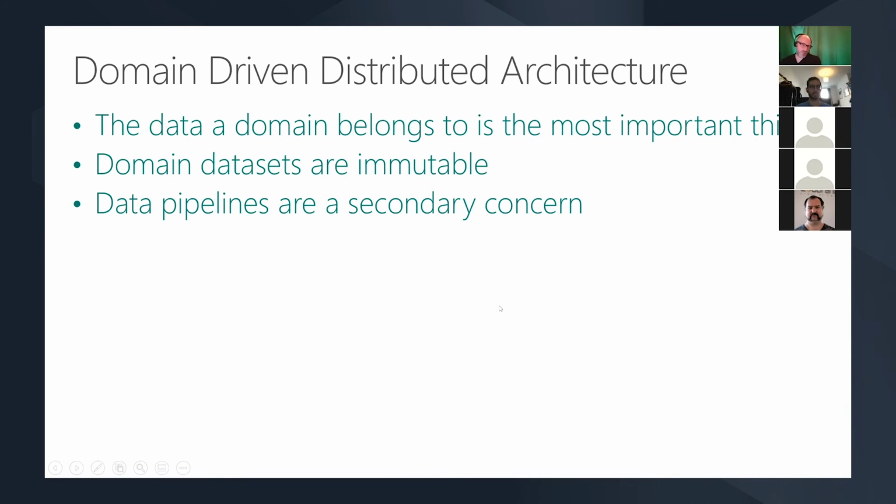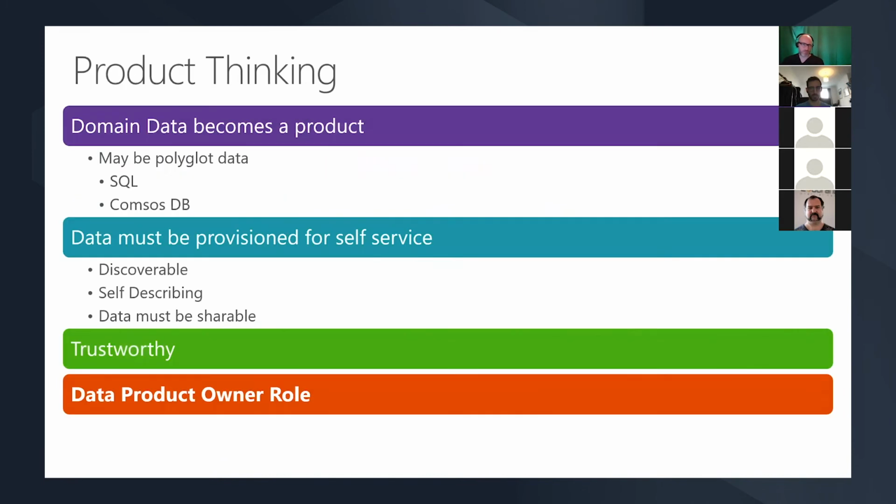Okay, so I just talked about all that already. You always think about your data as a product, and like I said before, it might be you put it in SQL, or something like Cosmos DB. Your data must be self-describing, so it must be able to be used for self-service. So discoverable, self-describing, and shareable. It has to be trustworthy data, and a kind of key concept is that you have a data product owner role. So you don't have just someone with the role of I am going to look after the data lake. You have someone with the role of I'm going to look after the HR data, I am going to look after customer such and such data.